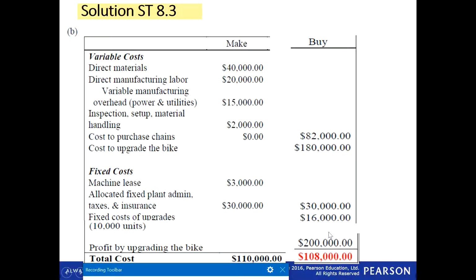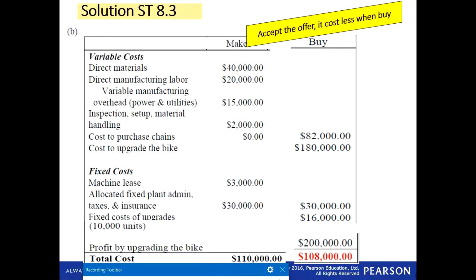So what is our cost? This is our additional profit minus these costs, right? Let's see what the costs are. These are the fixed costs, these are the variable costs. So 200 minus all these numbers, we get 108,000. So our total cost will be 108,000 if we buy from outside. This is if we continue to make, this is our option. So now whether we should make or buy, we can see from here. If you buy from outside, our cost is less, so it's better to buy it. Now our decision has changed from the previous part, right? Accept the offer because it costs us less when we buy the chain.